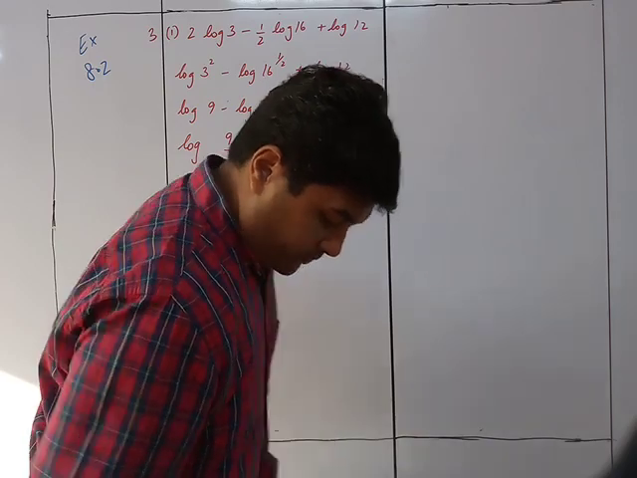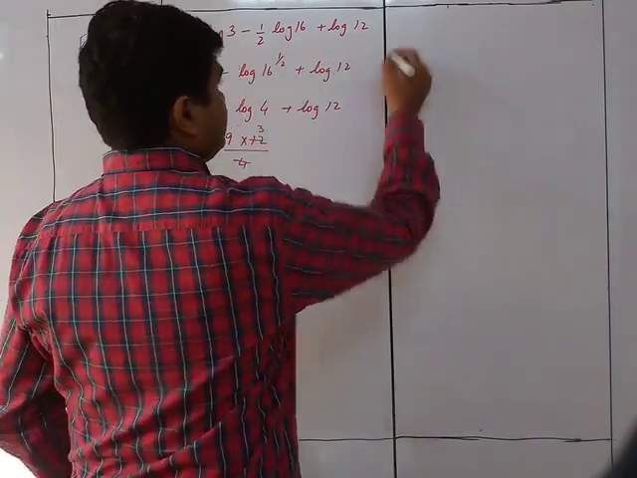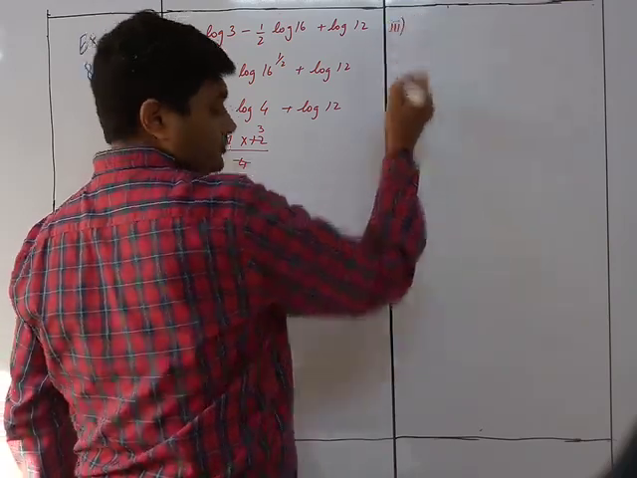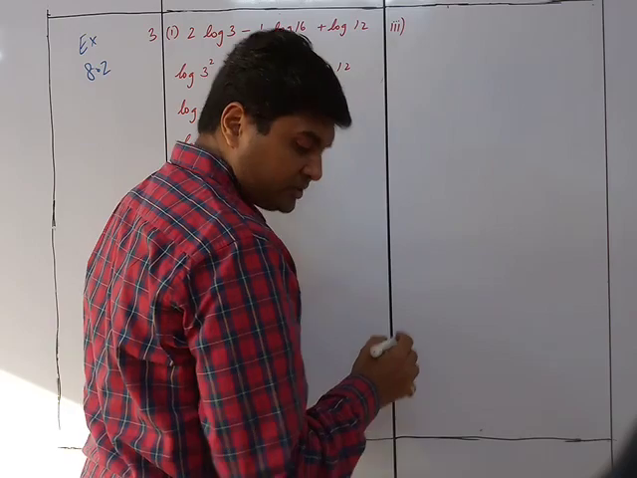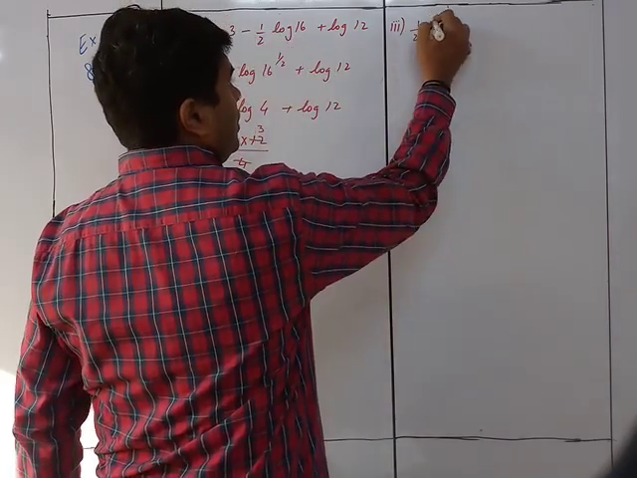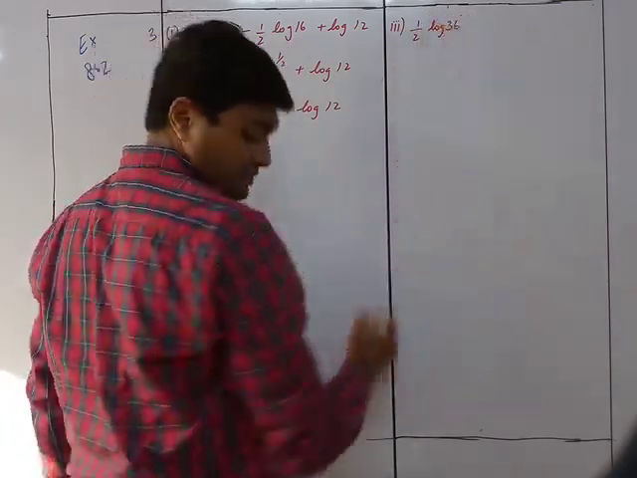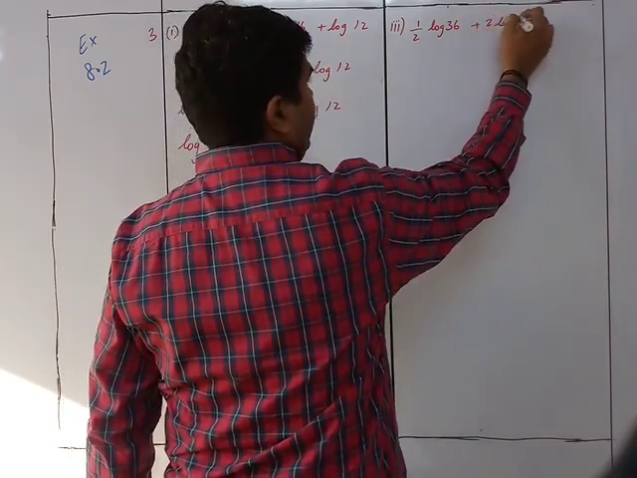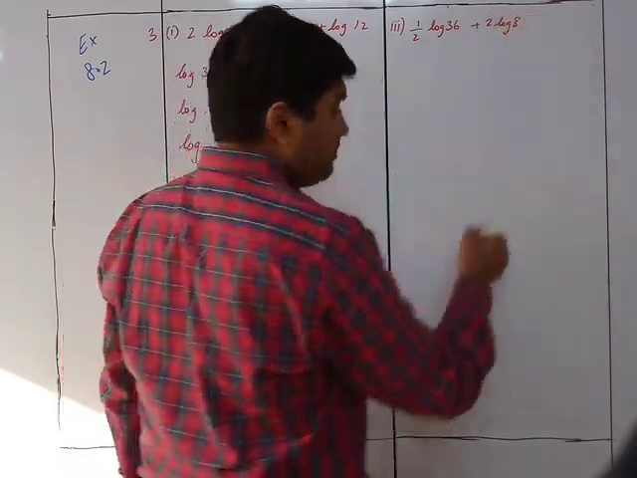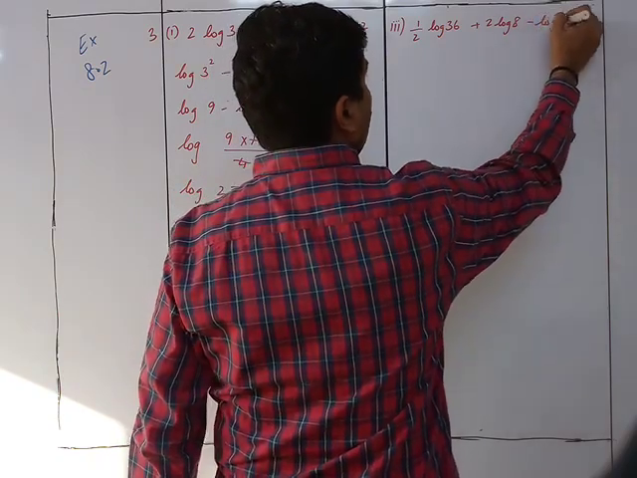Yeah, log 27. We see the second sum, third sum. That's half log 36 plus 2 log 8 minus log 1.5.